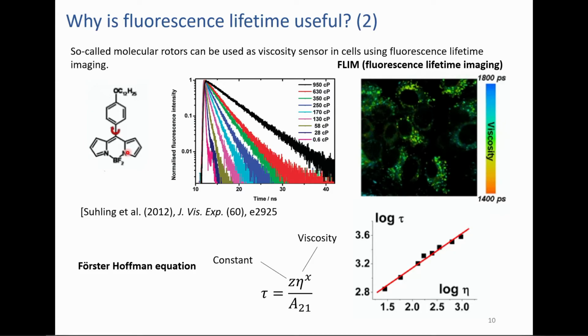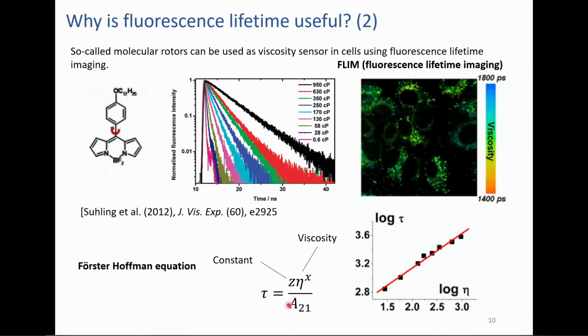And so if you put this probe into a solution with a high viscosity, the rotation is hindered, and therefore the lifetime is long. And conversely, if the viscosity is low, it rotates very quickly and the lifetime goes down. So you see this equation down here. It's called the Förster-Hoffmann equation, and it tells you how lifetime tau depends on viscosity. You don't have to remember this. You would be given this if you need it for a calculation.